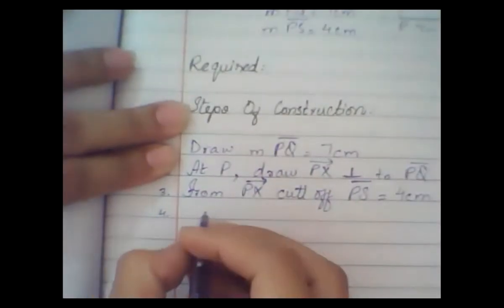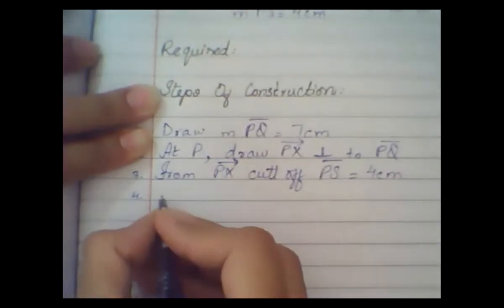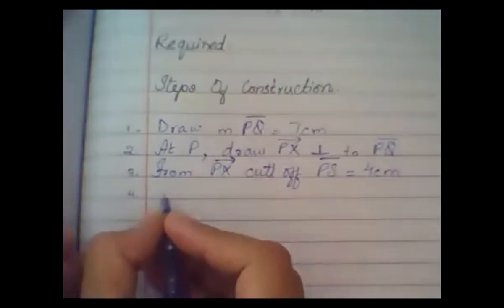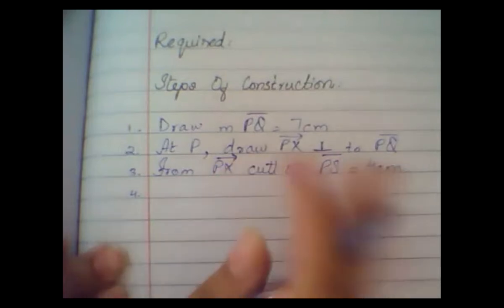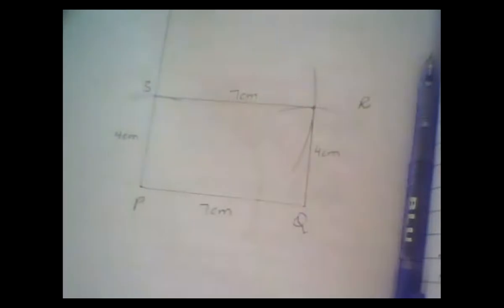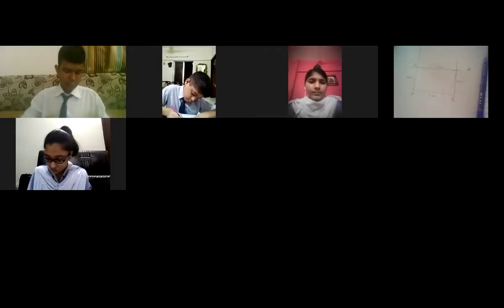Yes bete. Now what we have to do? Miss, Q as a center with radius equal to 4 centimeter, draw an arc. Okay. Now we don't have that much time, so I'm not going to write it over there. I am going to check what you are saying. Just show me your steps of construction.